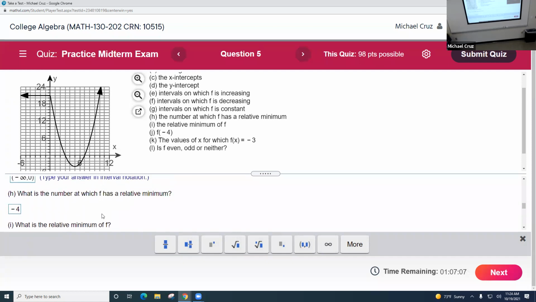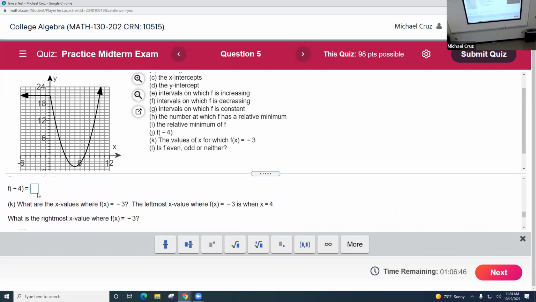But the minimum is going to be a point. That's why we have to have the X and the Y. But when they say what is the number at which f has a relative minimum, that's asking for that Y output, because it's saying for Y, for F. And the functional value is -4. All right, F of -4, well, that's over here, 1, 2, 3, 4, and that's that 21.